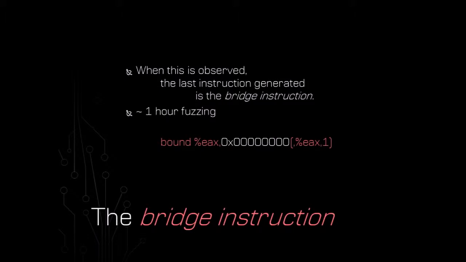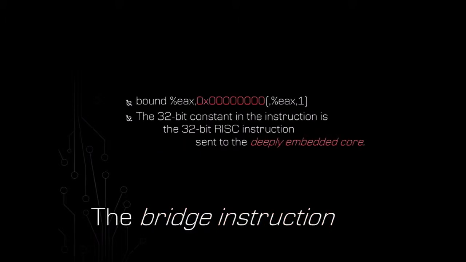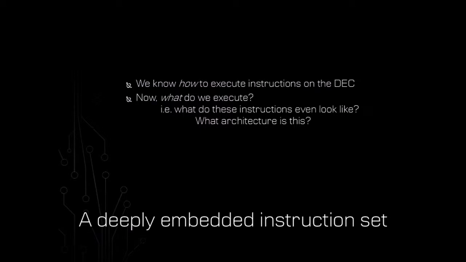So it takes about a full hour of fuzzing to find this, but what SandSifter uncovered was that a bound EAX instruction in x86 is able to send instructions over to the RISC core after that core has been activated. Specifically, bound EAX has a 32-bit constant value in it, and it's this 32-bit constant value that forms the actual RISC instruction that will be sent to that deeply embedded core that might be able to bypass processor security checks. So we're getting further. We figured out how to execute instructions on the core. I use this bridge instruction to send it a RISC instruction.